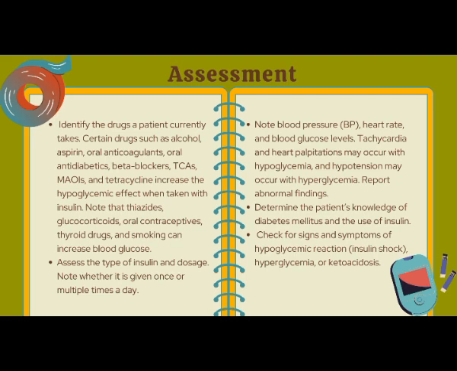Assess the type of insulin and dosage. Note whether it is given once or multiple times a day. Note blood pressure, heart rate, and blood glucose levels. Tachycardia and heart palpitations may occur with hypoglycemia, and hypotension may occur with hyperglycemia. Report abnormal findings. Determine the patient's knowledge of diabetes mellitus and the use of insulin. Check for signs and symptoms of hypoglycemic reaction or insulin shock, hyperglycemia, or ketoacidosis.